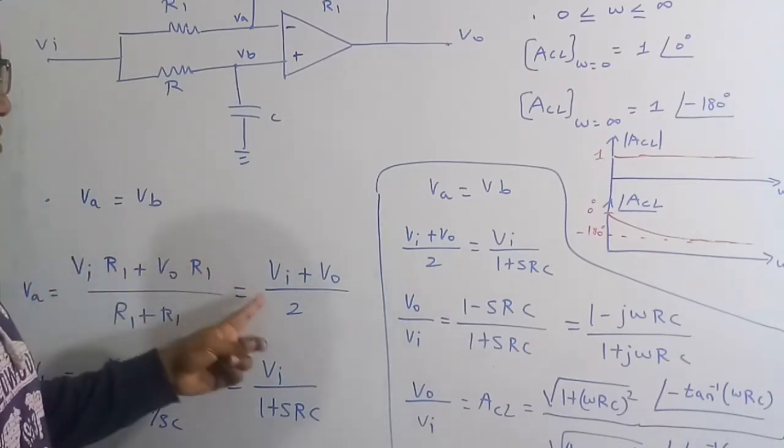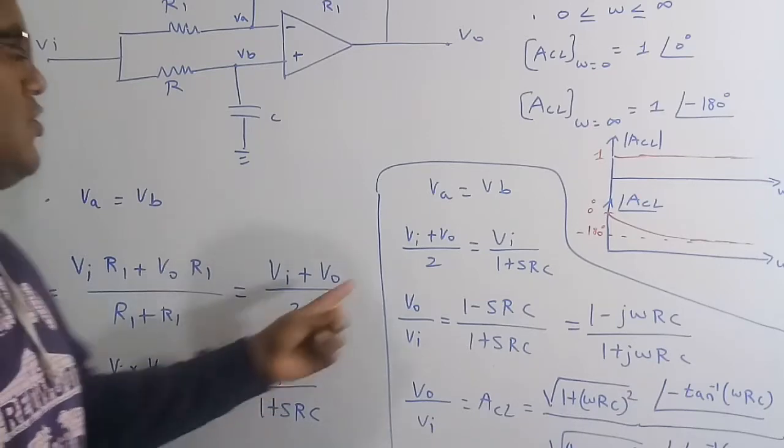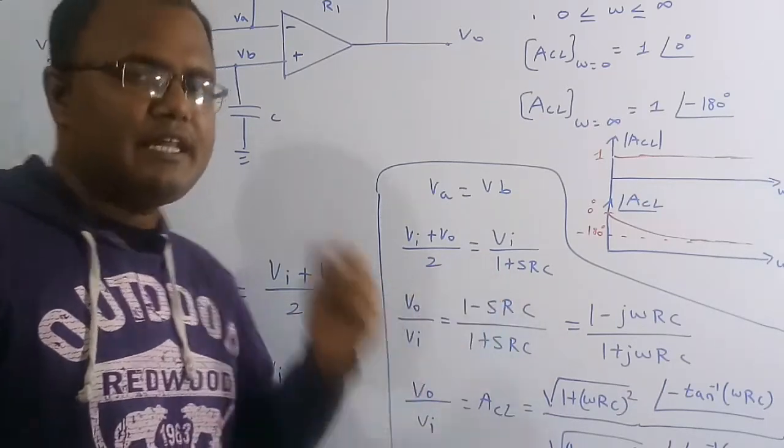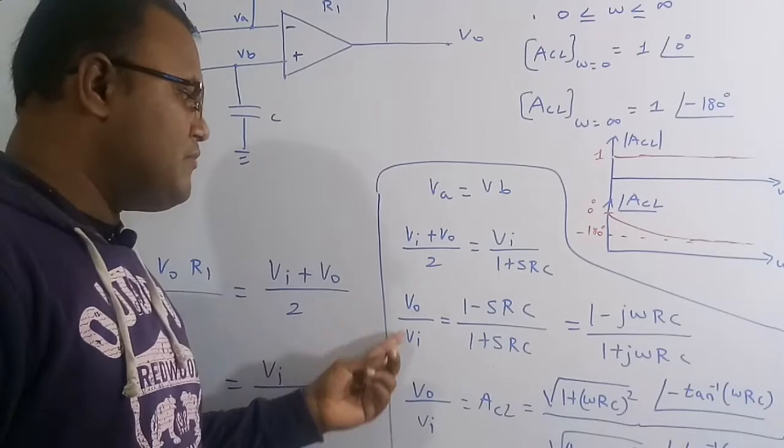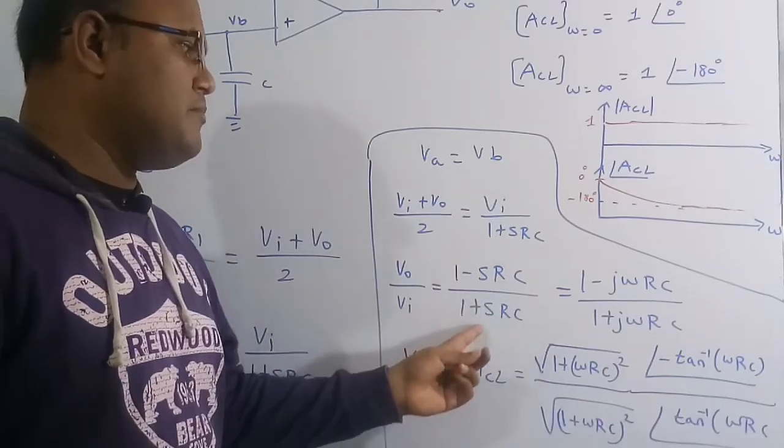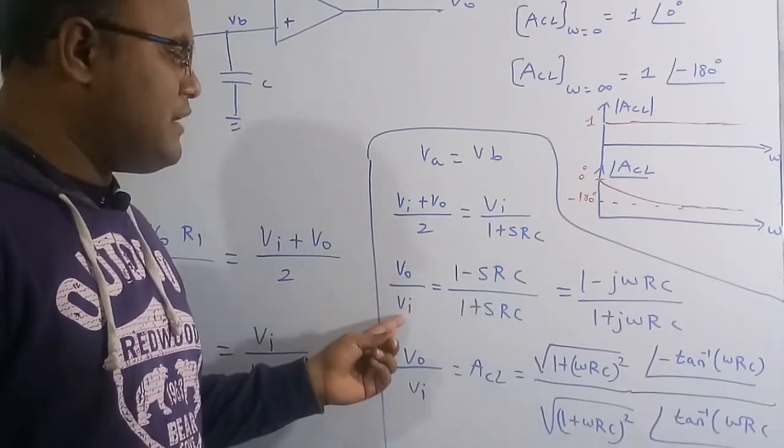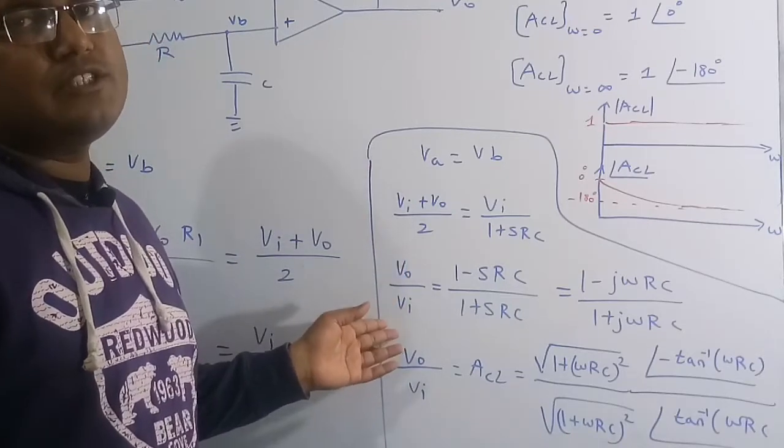So VI is equal to VB. So I am going to equate these two things. If we equate these two equations and rearrange, we are finally going to get V0 by Vi, which is 1 minus SRC by 1 plus SRC. V0 by Vi, the output by input voltage, is called the gain.